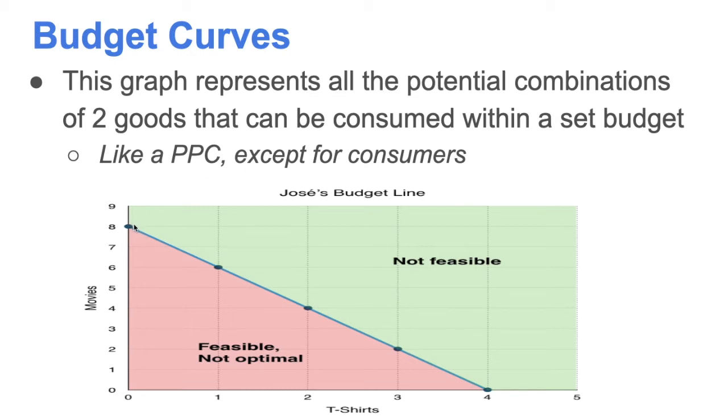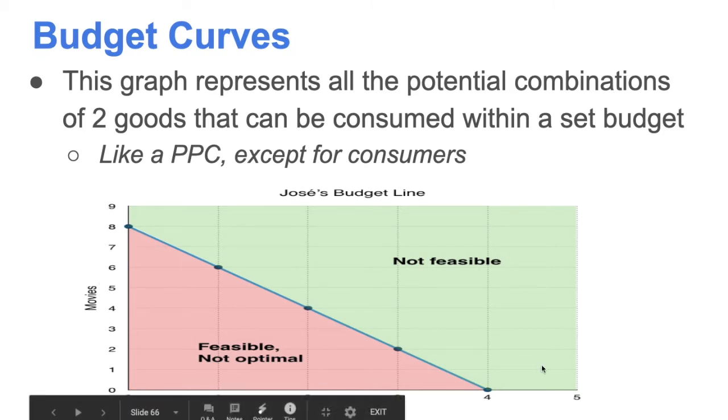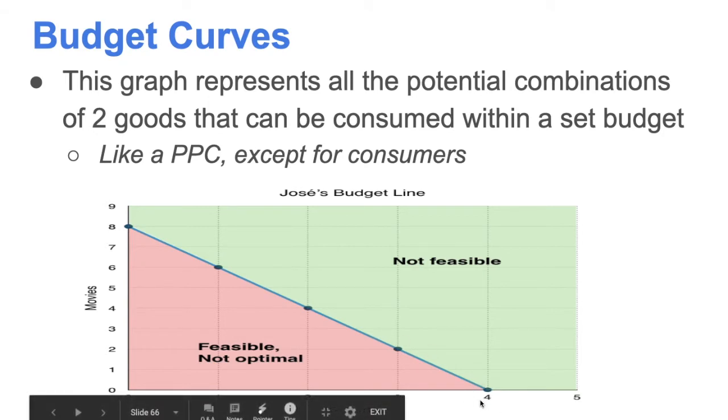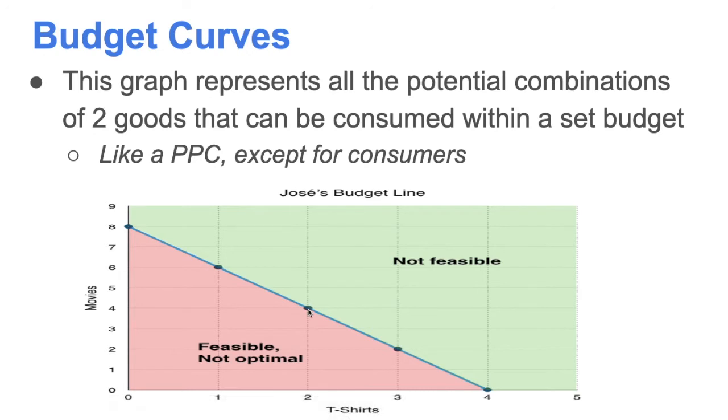You can see that we've got 2 goods, movies on the y-axis and t-shirts on the x-axis. What this is telling us at the end of this budget line, this budget curve, is that if Jose puts all of his money into movies, he can buy 8 movies. If he puts all of his money into t-shirts, he can buy 4 t-shirts. And then there's all these different combinations in between, right? Like this one is 2 t-shirts and 4 movies.